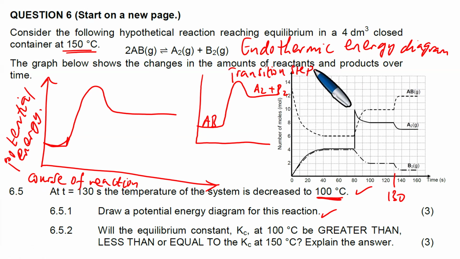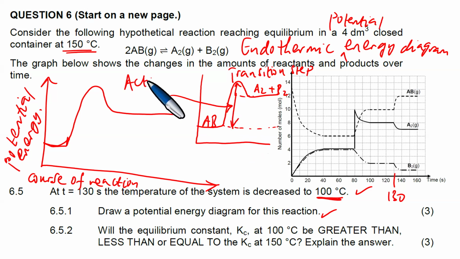Okay, this is the endothermic potential energy diagram. Let's look at a couple of things. I want to add some information here. We will remember from grade 11 that this was the activation energy, and this one here is what we call the activation energy.